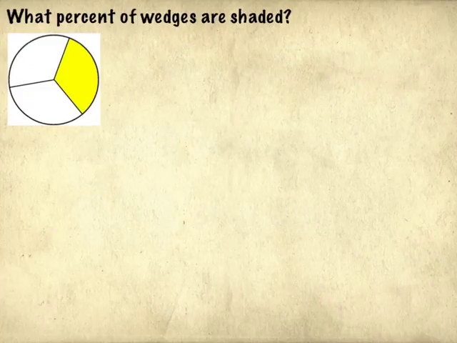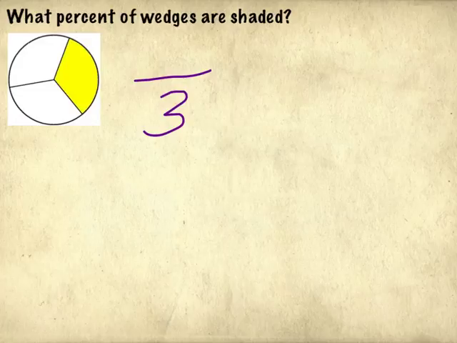Now you can go ahead and use your calculator for this one, though. What percent of wedges are shaded in this picture? Go ahead and figure that out and pause the video, and when you come back, I'll have the answer for you. So again, I'll start by turning it into a fraction. My denominator, how many pieces are in a whole pie? 3. It's a big pieces of pie. And how many are shaded? 1. So to find my percent, I'm going to go 1 divided by 3.